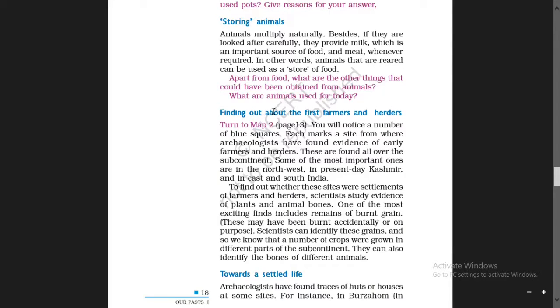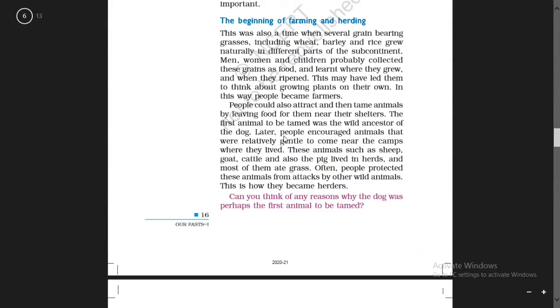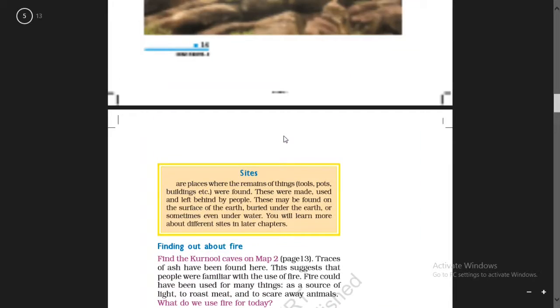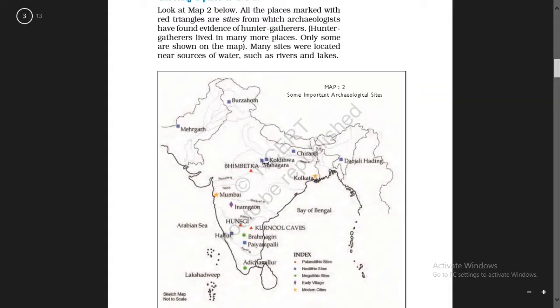Finding out about the first farmers and herders. To find out about the first farmers. Farmers means cultivators, and herders. Again, boys, turn to map 2, page 13. You will notice a number of blue squares. Turn to your page number 13, and there you will notice a number of blue squares.